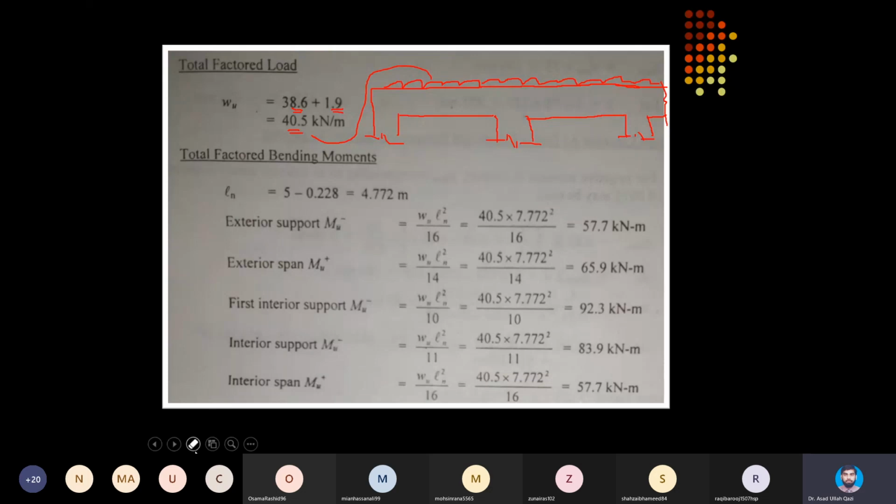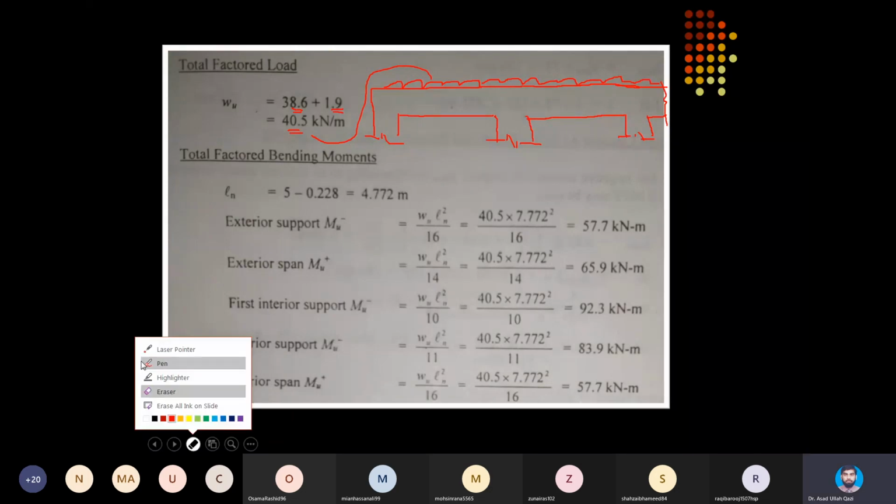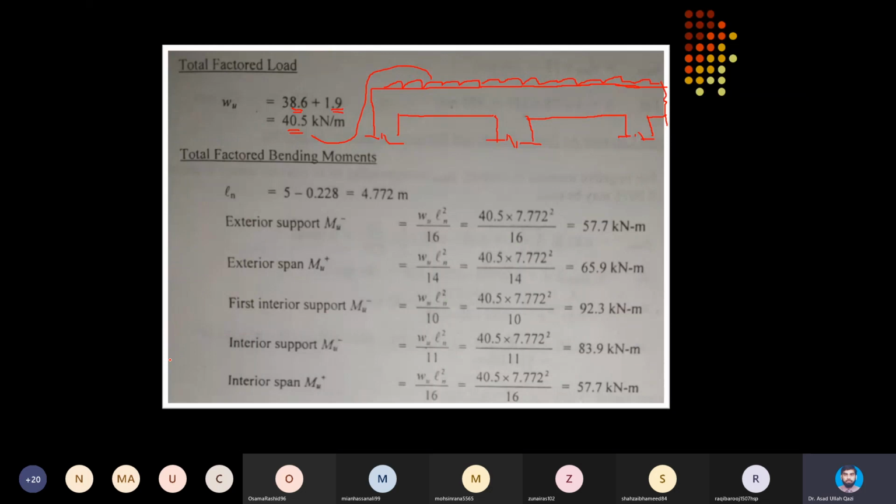Since the limitations of ACI moment coefficients are satisfied, I will call those coefficients. In those coefficients, it is required to use the clear span between the supports for calculation of moments. Further, for different end conditions, hogging and sagging moment coefficients are proposed.